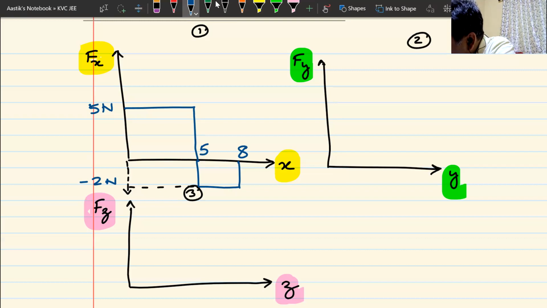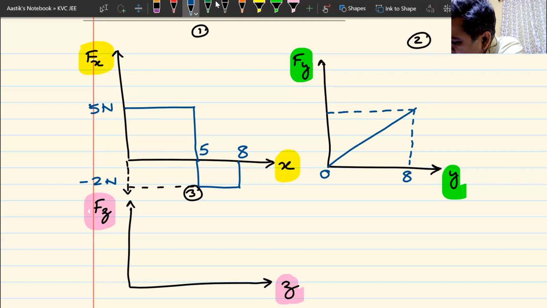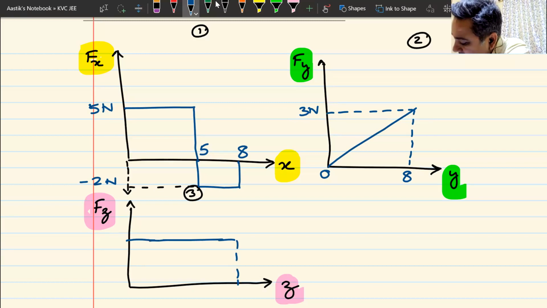Let me plot graph number 2. And graph number 2, this is 0, this is 8, and this is, let us say, 3 newtons. This is graph number 2. And let us say this is graph number 3. This is 6. This is 2 newtons. And now I tell you, this is how a force varies, a 3-dimensional force. These are the graphs of a 3-dimensional force.